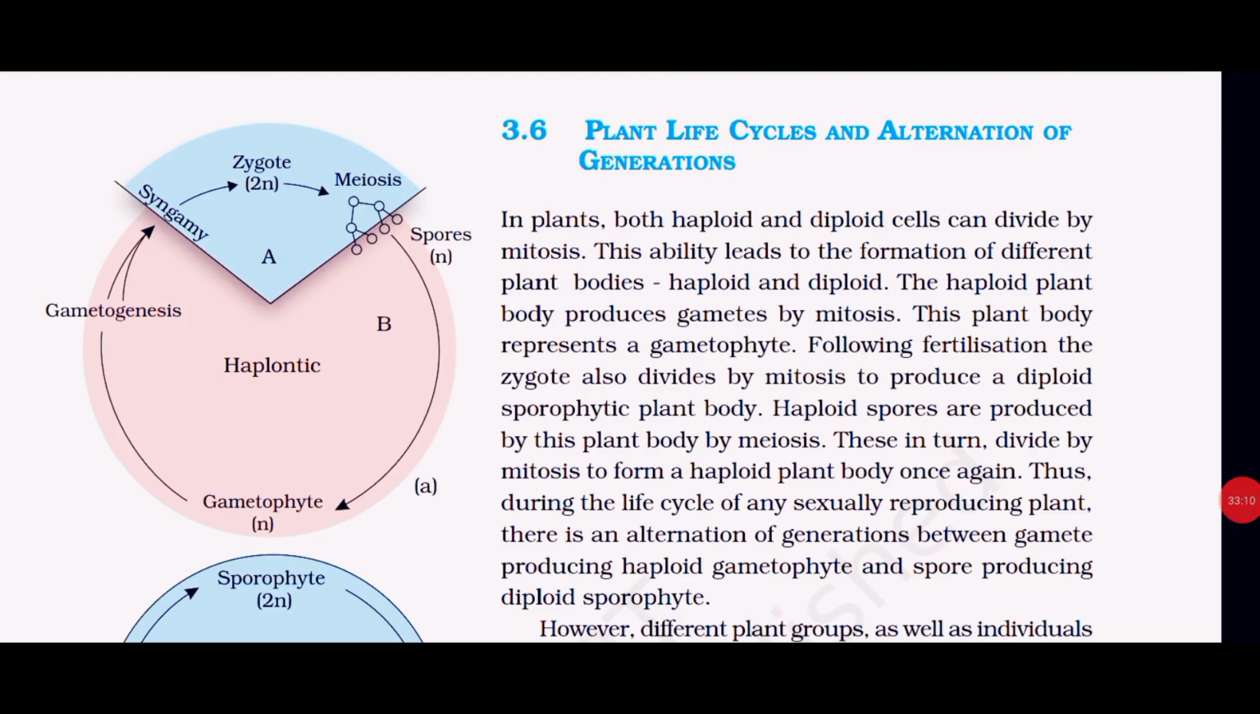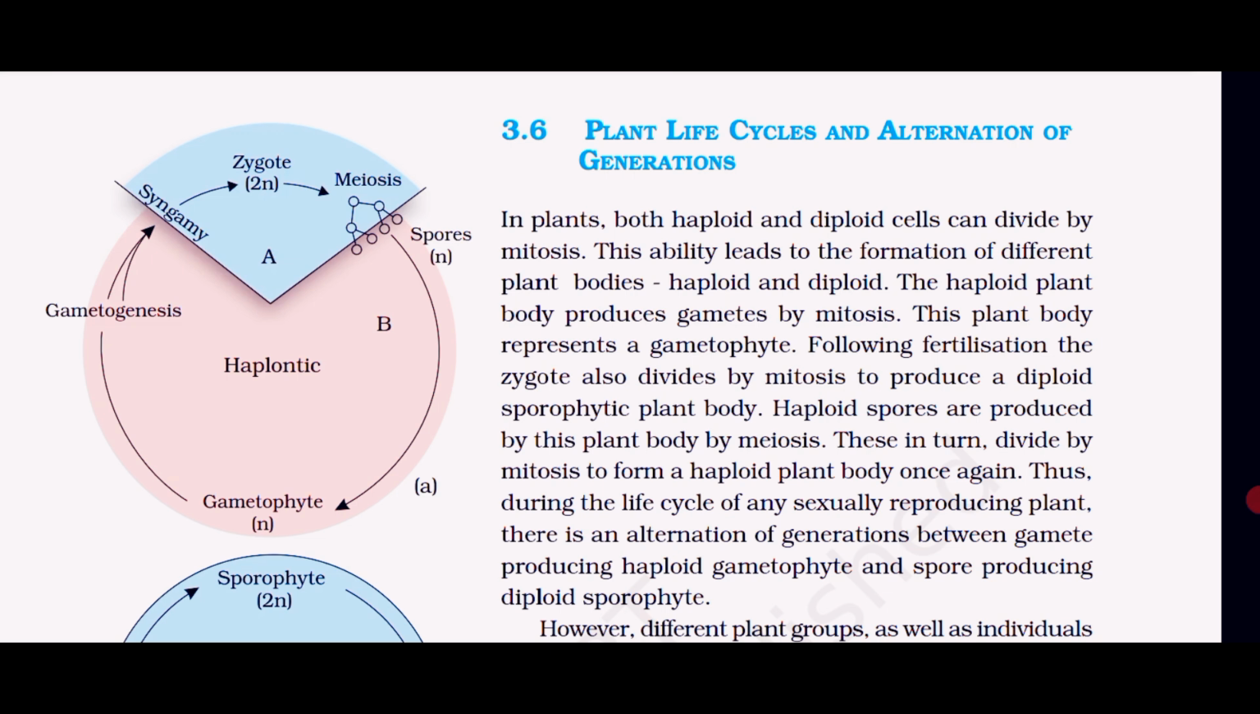3.6 Plant life cycles and alternation of generation. In plants, both haploid and diploid cells can divide by mitosis. This ability leads to the formation of different plant bodies, haploid and diploid. The haploid plant body produces gametes by mitosis. This plant body represents a gametophyte. Following fertilization, the zygote also divides by mitosis to produce a diploid sporophytic plant body.